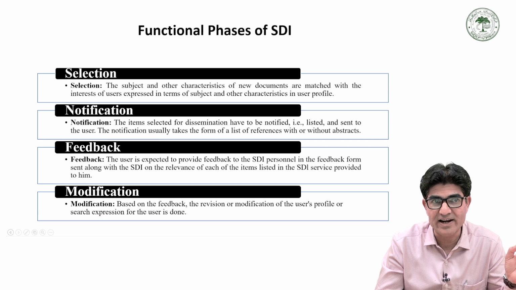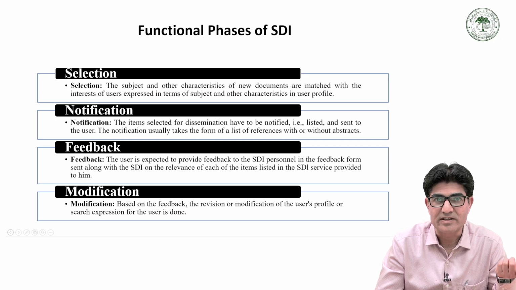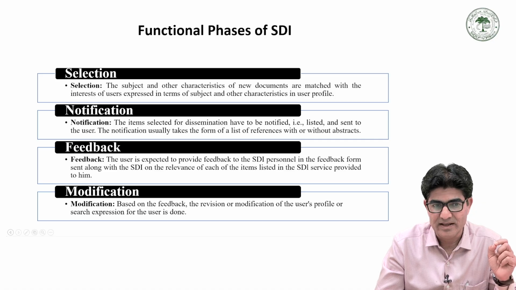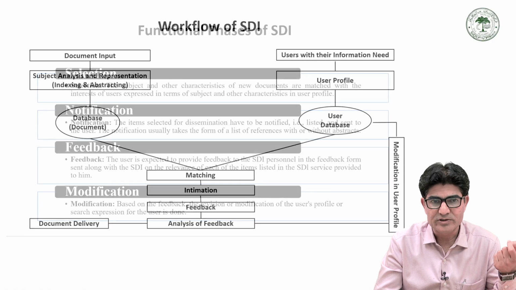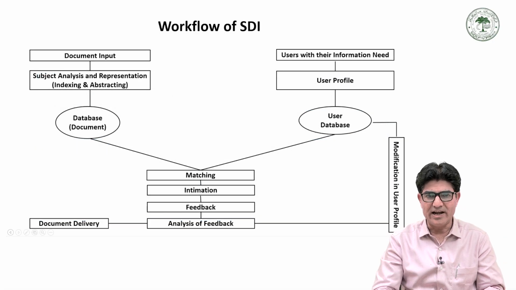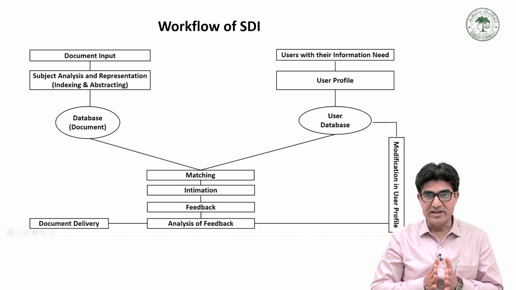So if the user is satisfied, well and good. If the user is not satisfied, there is a chance of improvement of the system. So what kinds of improvement can be made? The user profile which is created may be revisited, and we need to revisit the area of interest of the user and then describe that area of interest in the user profile. And this modification can be incorporated in the system. So based on the feedback, the revision or modification of the user's profile or search expression for the users can be done. So this is the workflow of SDI.